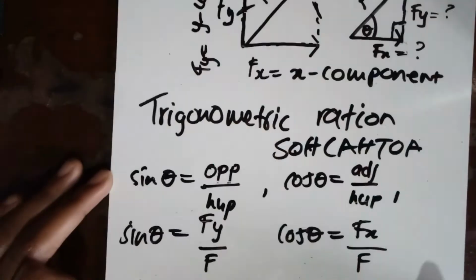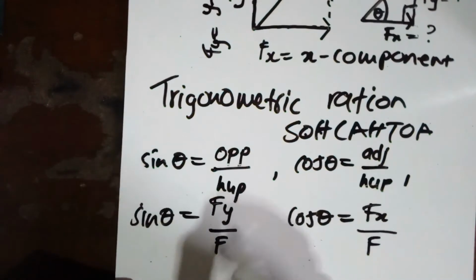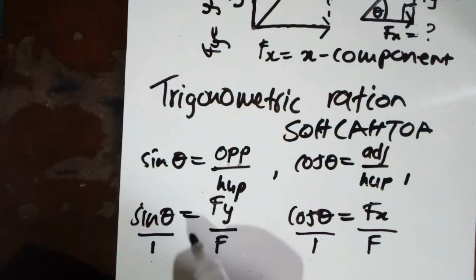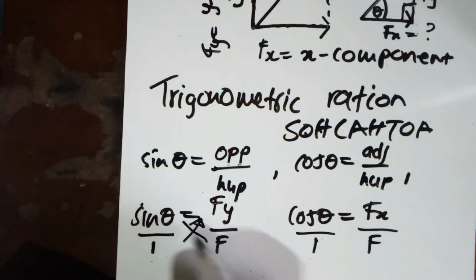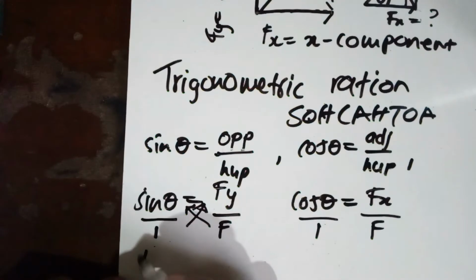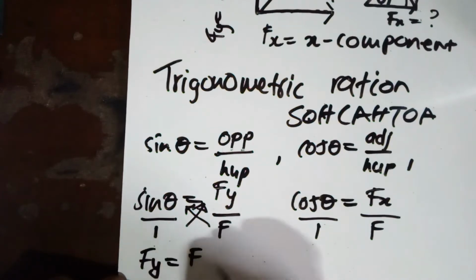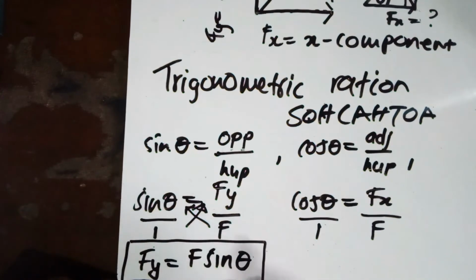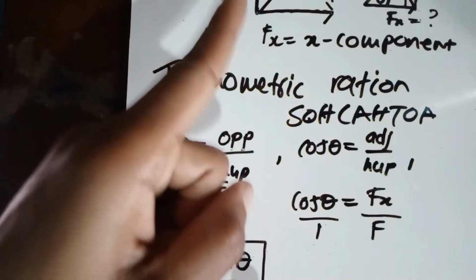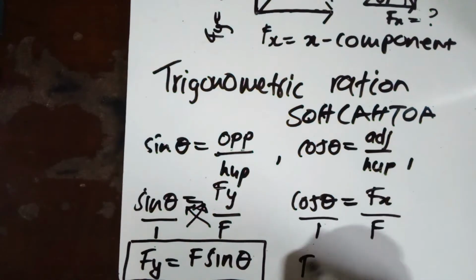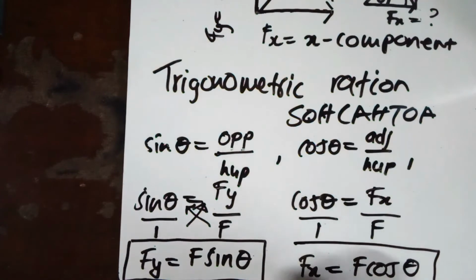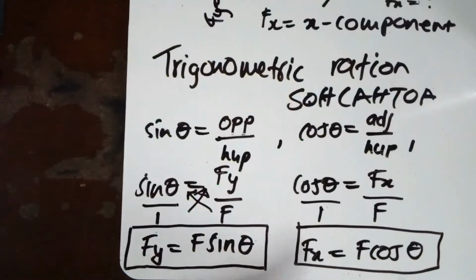So now if you want to make fy the subject, it's a matter of just cross multiplying. So you can say it's sine theta over 1. You multiply 1 by fy and sine theta by f, and then you end up with fy equals f multiplied by the sine of theta, and we have now resolved this vector. If you know the magnitude of f and you are given the angle, you can find the x component of that force. The same thing here, fx will be equal to f cos of theta.